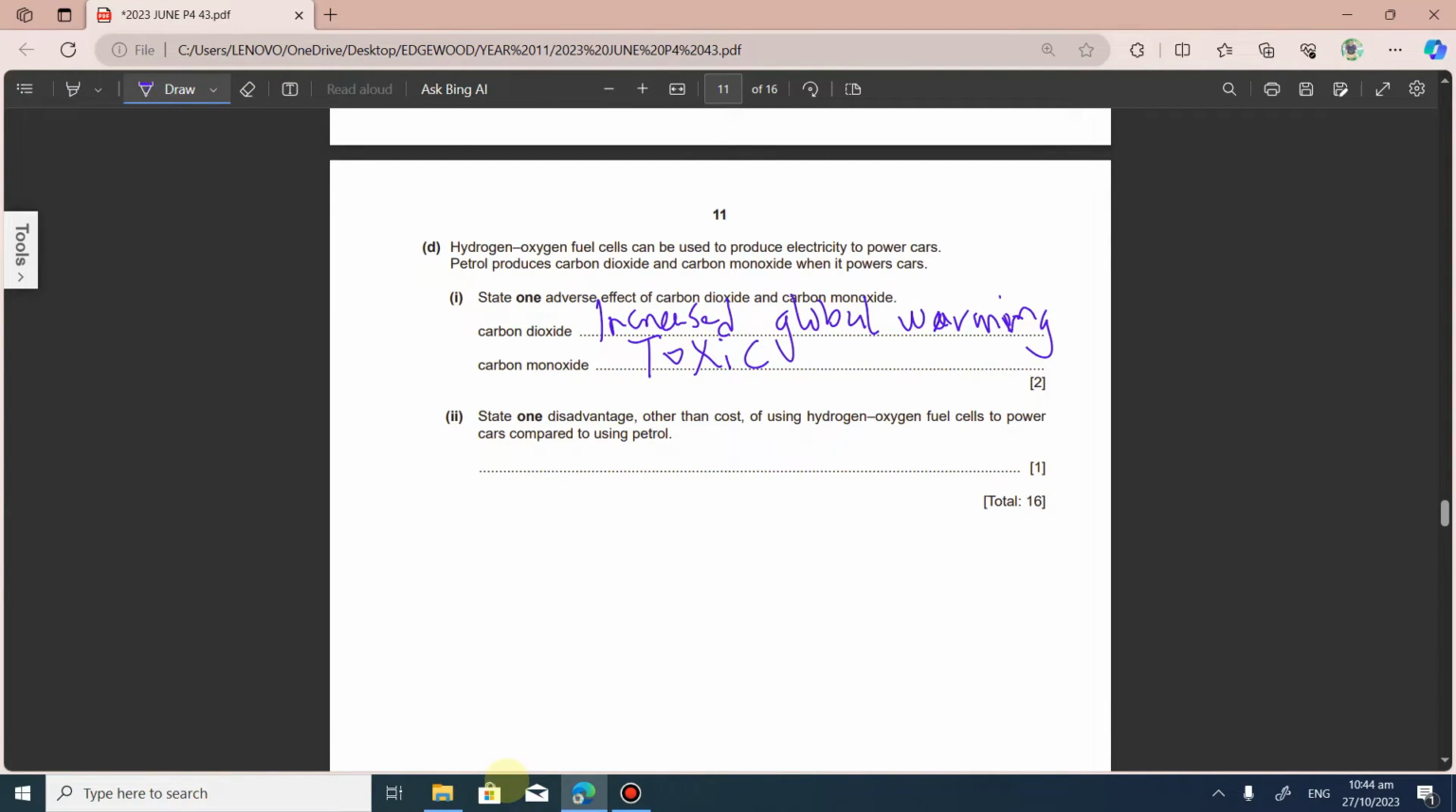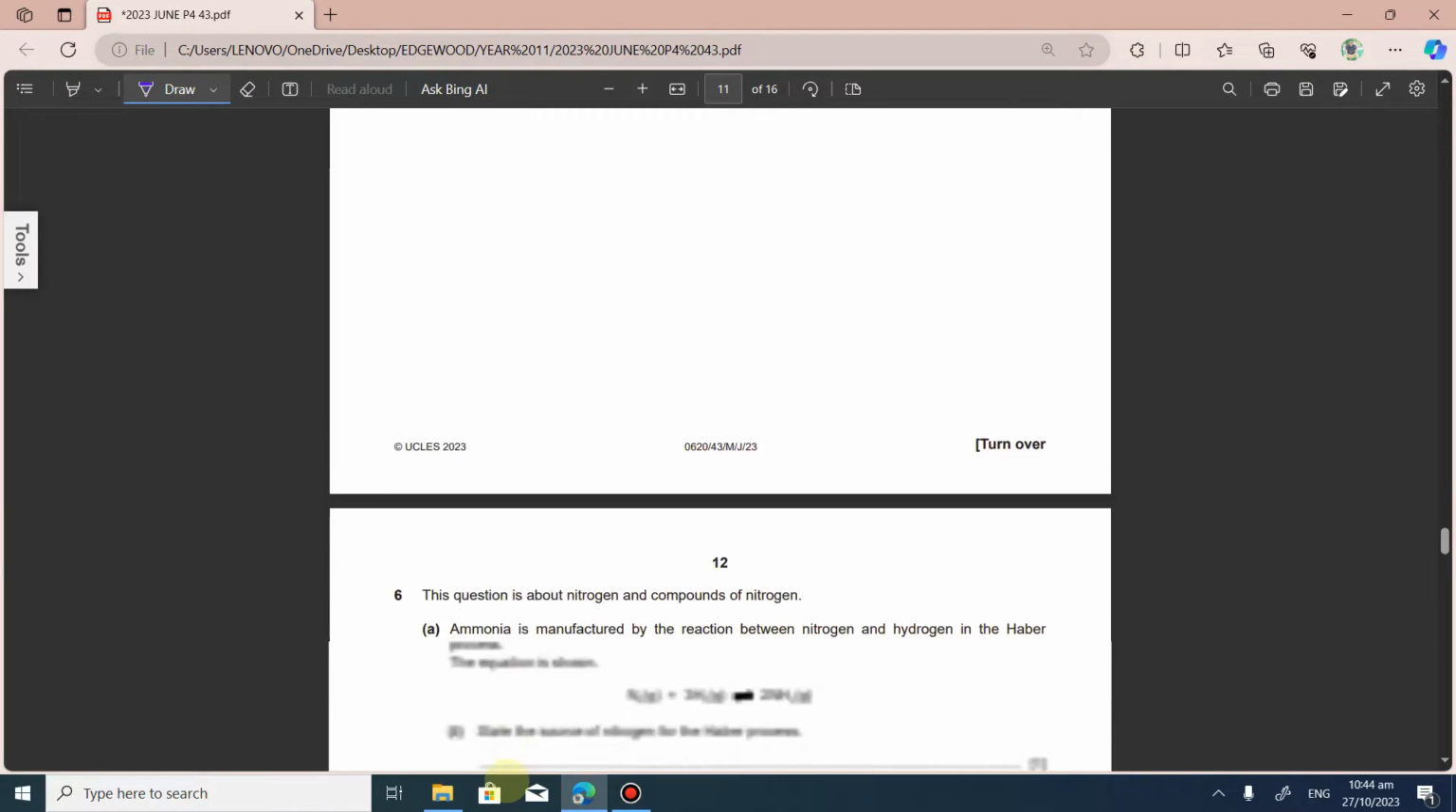State one disadvantage other than cost of using hydrogen oxygen fuel cells to power cars compared to using petrol. Any other disadvantage other than cost is that the hydrogen needs high pressure. High pressure is needed to store hydrogen. So you need high pressure to store the hydrogen. That's one disadvantage.